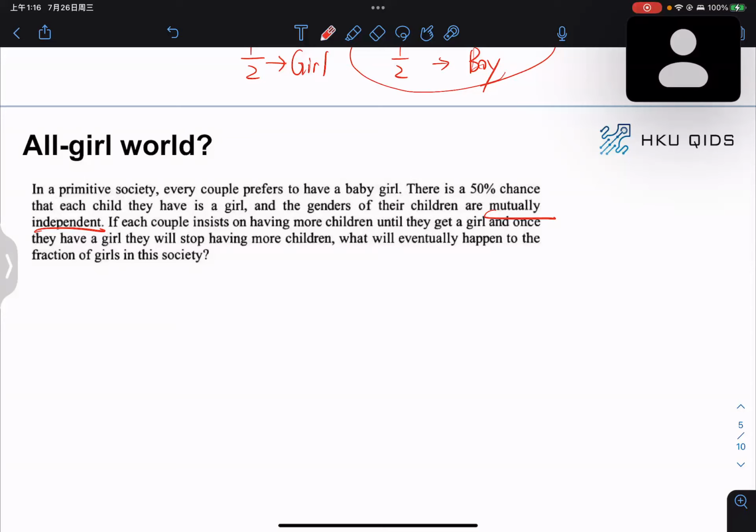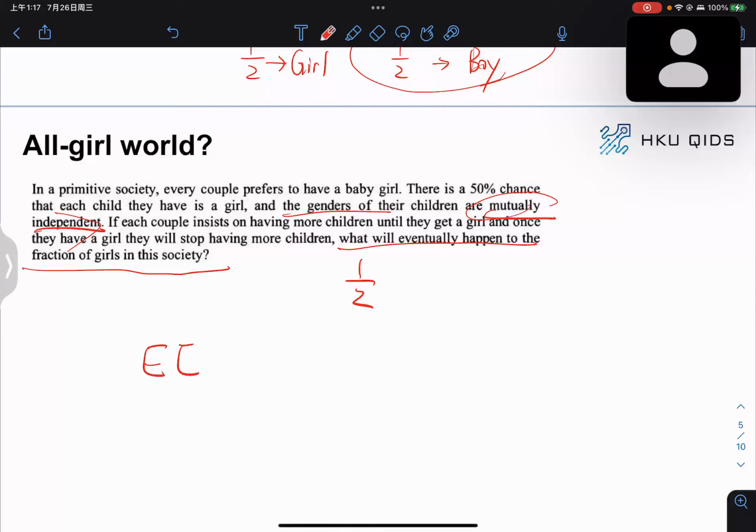It's still around something like 51 or 49. And the reason is that the gender of their children, the probability of you getting a boy versus getting a girl, is mutually independent. No matter how many children you already have, the probability that the next one is going to be a boy is still 1/2, right? So what will eventually happen to the fraction of girls in society?